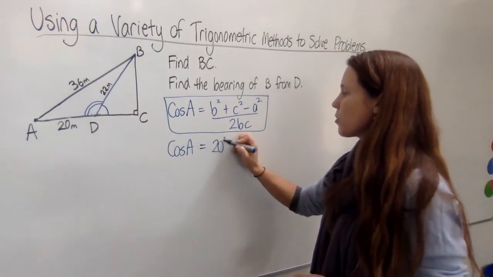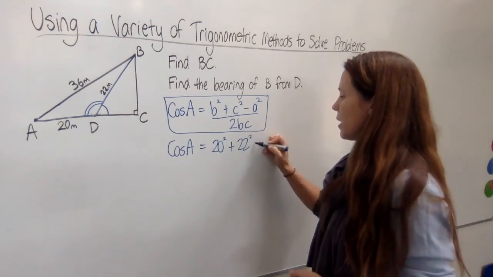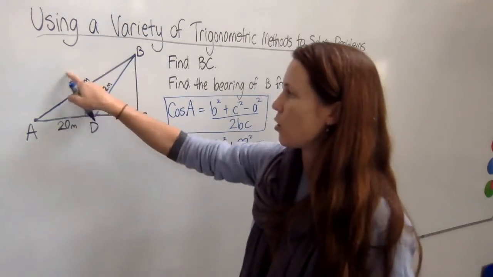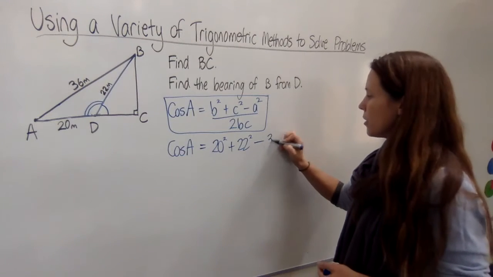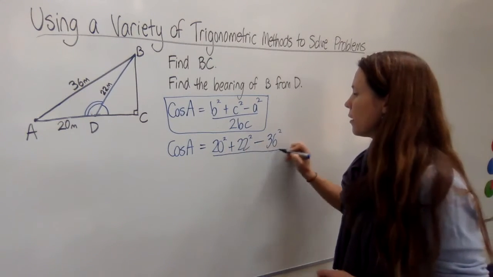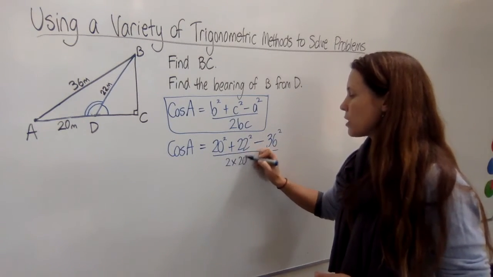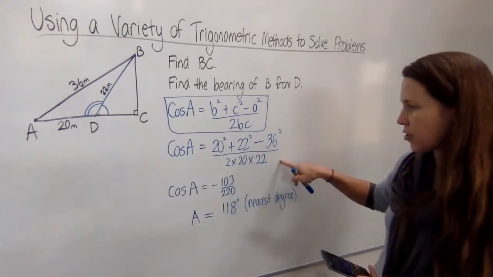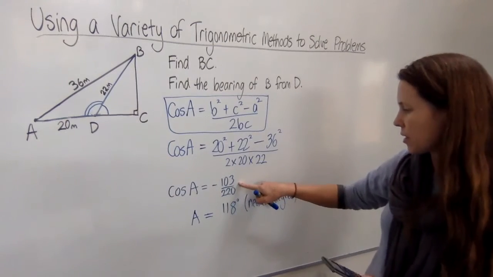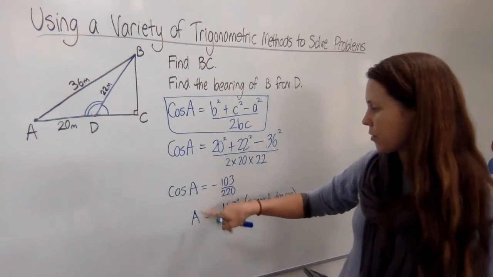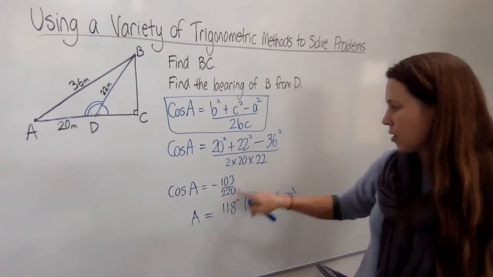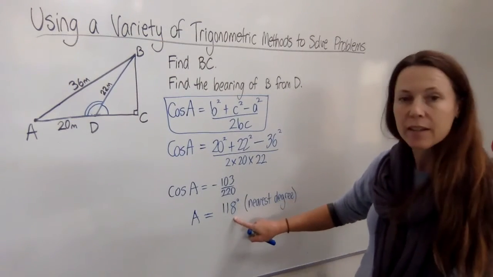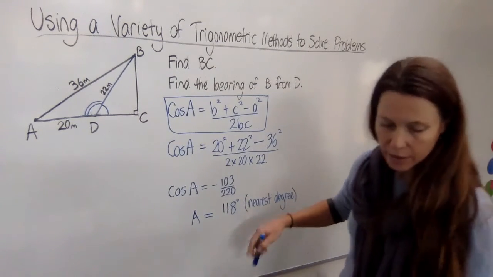So I need 20 squared plus 22 squared, and then take off the opposite side squared, which will be our 36 squared, all over 2 times 20 times 22. So plugging all of this into your calculator, you get cos of A equals this, and so then you can find the inverse cos of this part to get your answer. To the nearest degree, we've got 118 degrees.